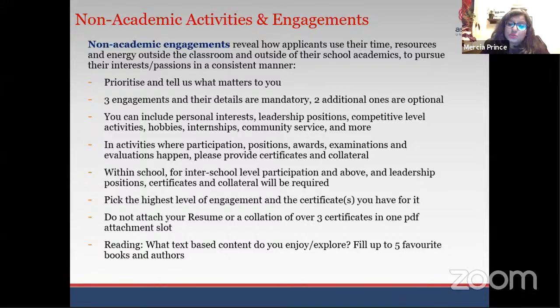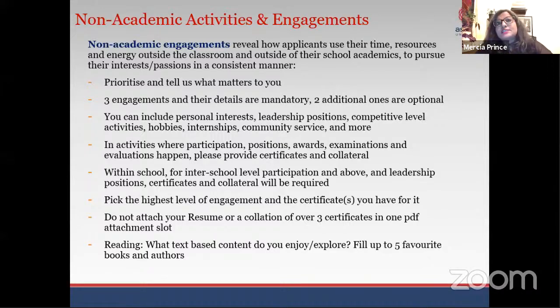And within your school, if you've participated in inter-school events on behalf of your school or at higher levels, or you've been a captain or led a team or been part of the student council, or whatever position you may have had, we would appreciate some certificates and collateral, even if it's a letter from the school or some photographs. So please feel free to attach what you have.